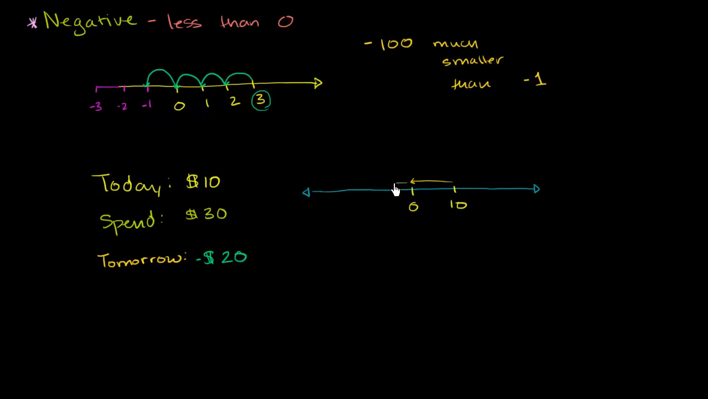If I spend another $10, I'll be at negative 10. If I spend another $10 after that, I will be at negative 20. So each of these distances, I spent $10, I'd be at 0. Another $10, I'd be at negative 10. Another $10, I would be at negative 20. And this whole distance right here is how much I spent. I spent $30.